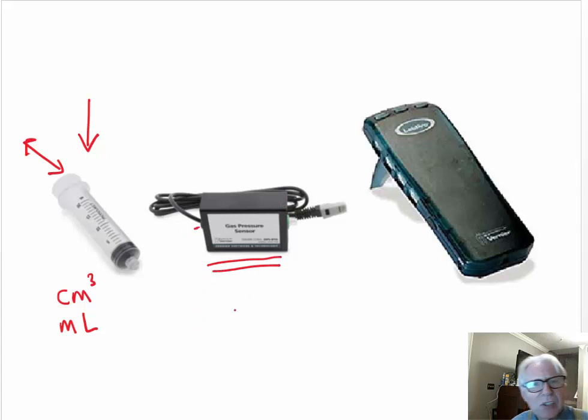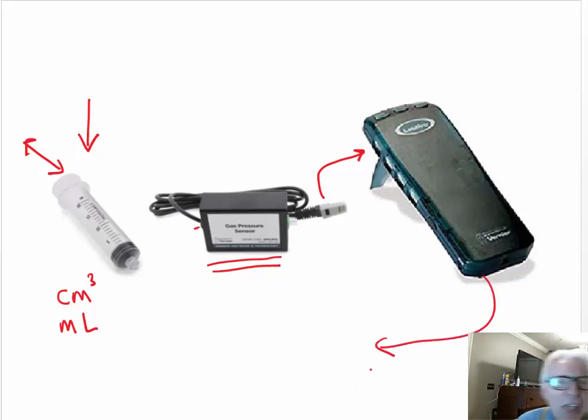This pressure sensor consists of a little detector which measures the pressure and outputs a voltage signal. Then I connect the pressure sensor to a thing called a Lab Pro, which is basically an analog to digital converter, so that we can send this signal through to a computer, and the computer will take the measurements and display the reading.